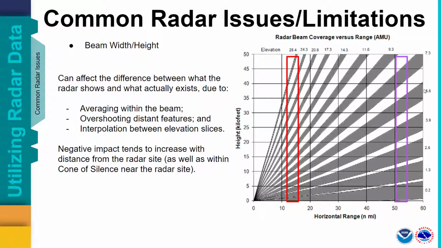Averaging of data within a widening beam, the height of the beam which can overshoot distant lower level features, interpolation of data between elevation slices, and the lack of any extrapolation above the highest data slice all can negatively impact your interpretation of the data. That negative impact increases with greater distance from the radar, and also occurs near the radar within the cone of silence.